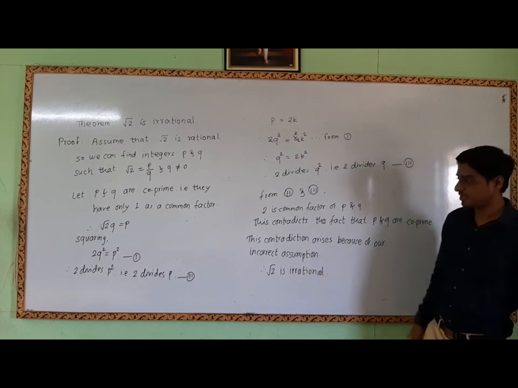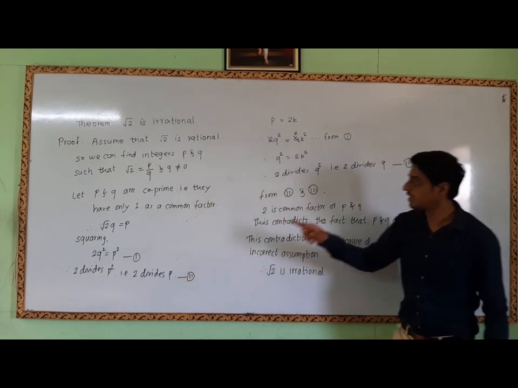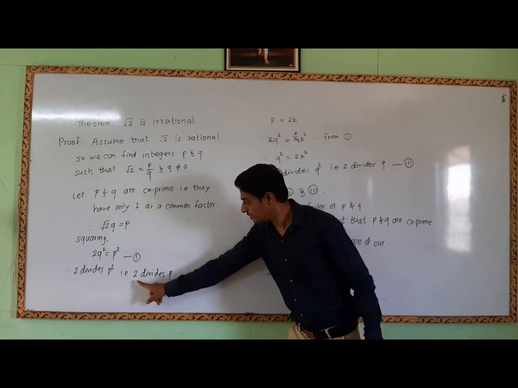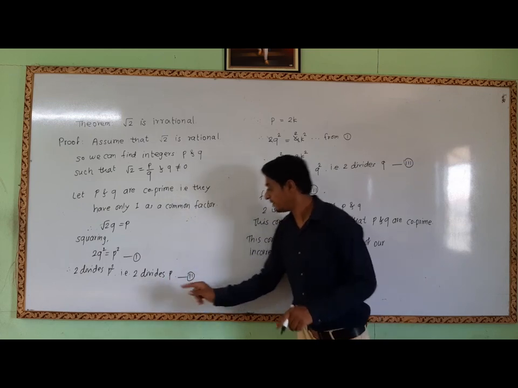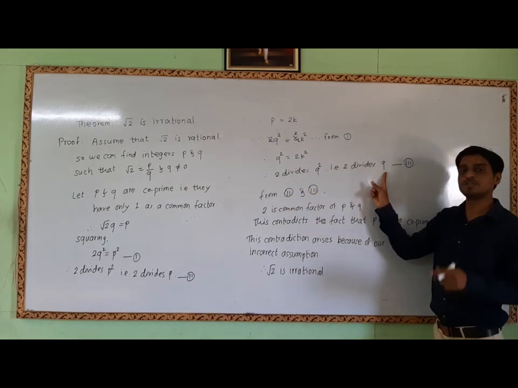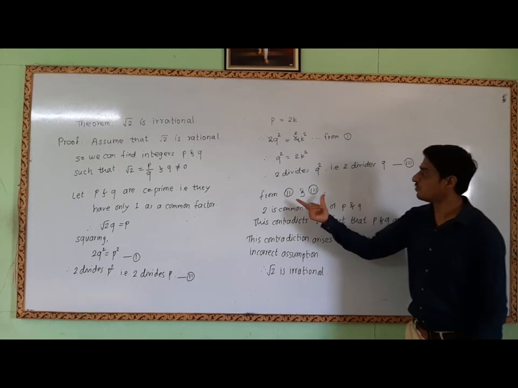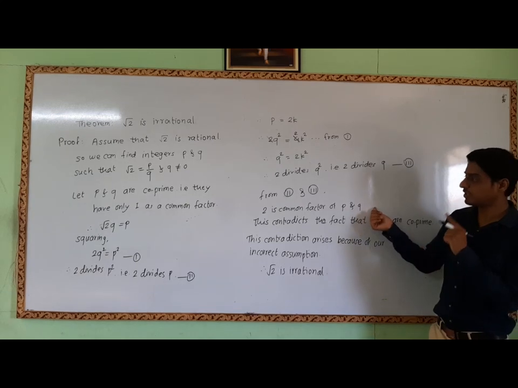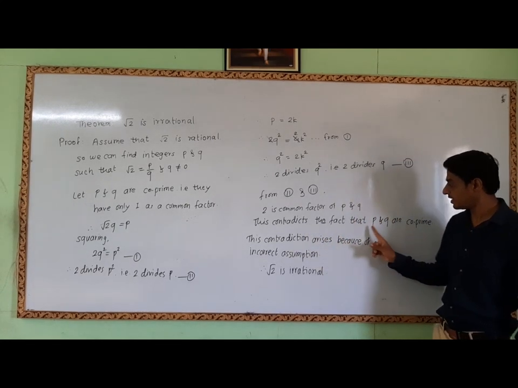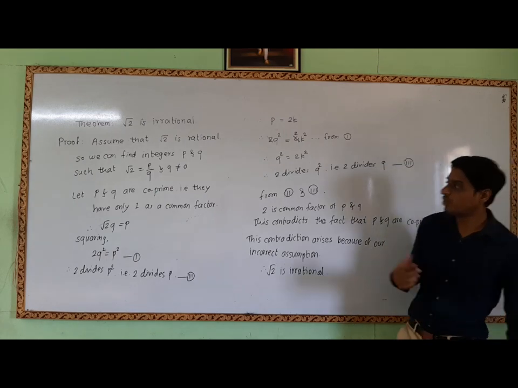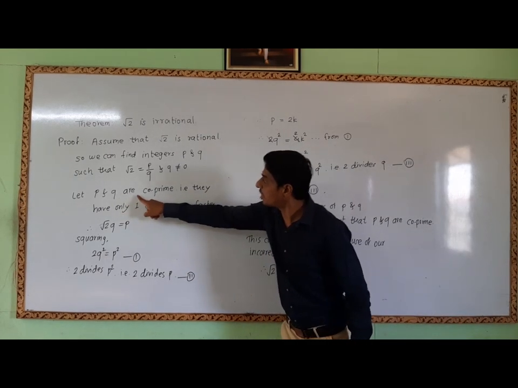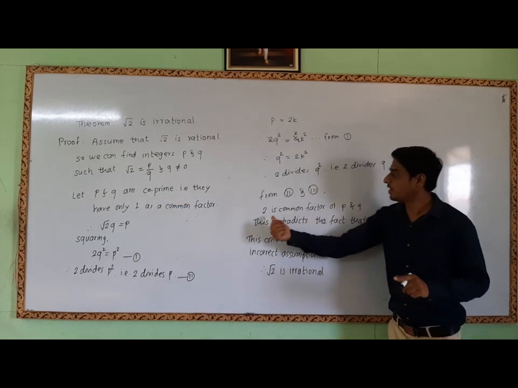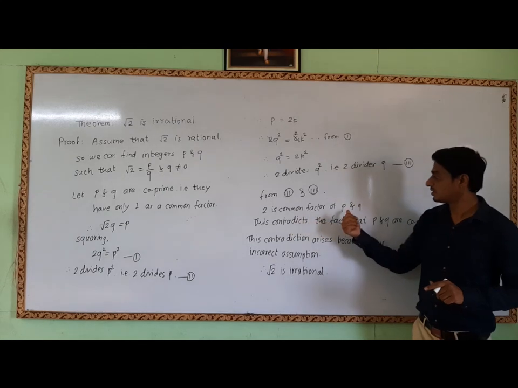Equation number 3. Now, from equation number 2 and equation number 3, it can be concluded that 2 divides p. That means 2 is a factor of p, and 2 also divides q. That means 2 is also a factor of q. So from 2 and 3, 2 is a common factor of p and q, but this contradicts the fact that p and q are co-prime. We already have considered p and q are co-prime. That means they only have one common factor. But in this step, we have written that 2 is a common factor of p and q.